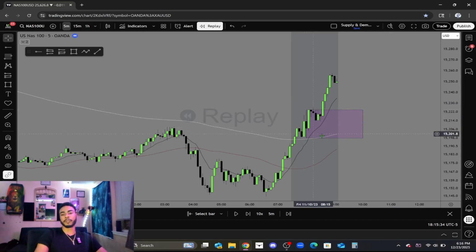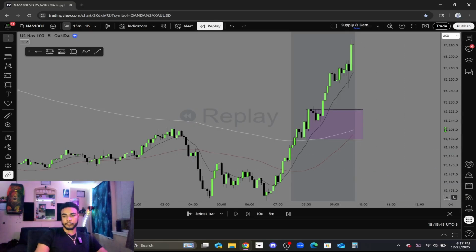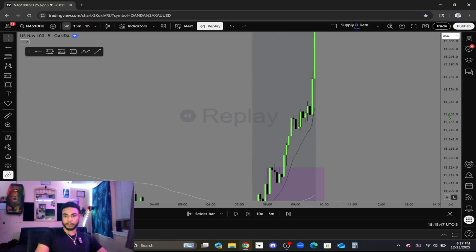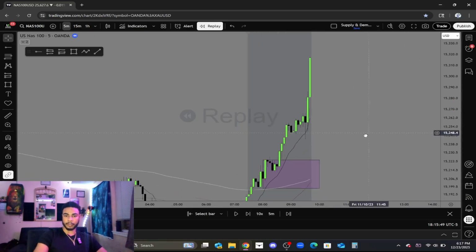Right here, we got a demand set up. 3 MAs are kind of lining up. They're still not lined up correctly, but right here we have a demand set up. Let's see what price does. Okay. Price is like skipping that.